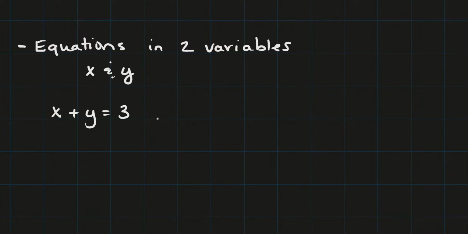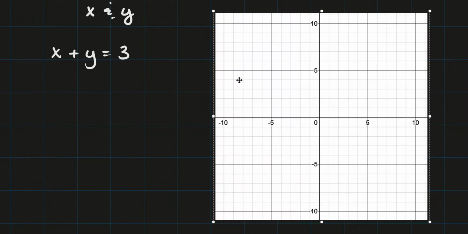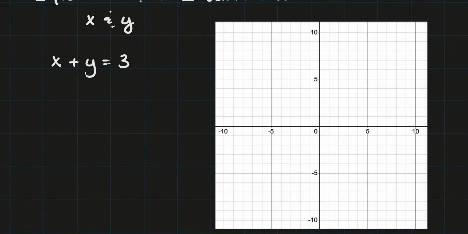So let's try to graph this by plotting points. I'm going to put the xy coordinate system here. Let's move this right here. And let's see if we can graph this. So to graph something by plotting points, we've got to figure out the x and the y such that when we add them together, we get 3.